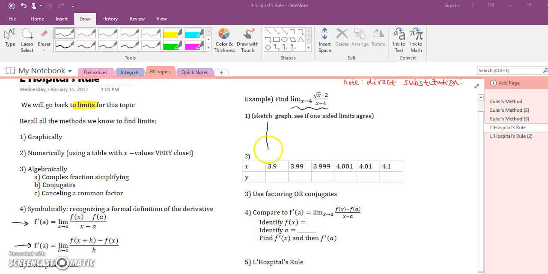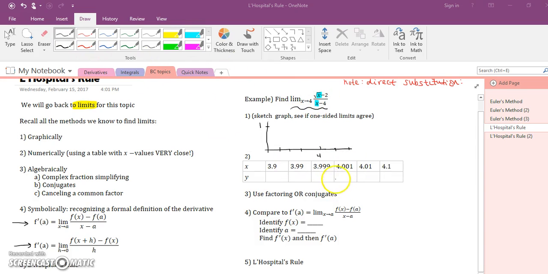For the graph, go in your graphing calculator. If you don't have a graphing calculator, go to Desmos. And I want you to graph it up to 4 and a little bit past it. You only really need to go up to 1 here. Graph it, see if it approaches both things on either side. Now here, I want you to plug in these x values into x here and here and see what your y values are approaching.